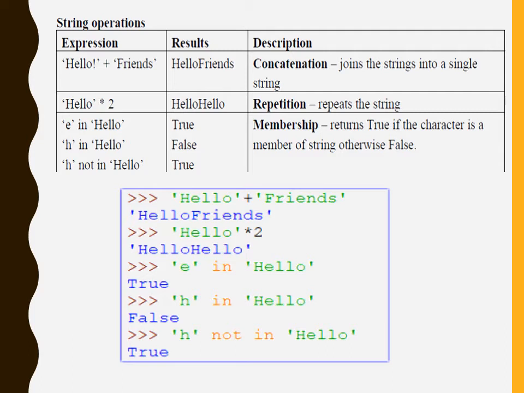Then we have membership operators, in and not in. They return the value as true or false. If e in hello, then the result will be true. If e not in hello, then the result will be false. You can see the examples on the screen.